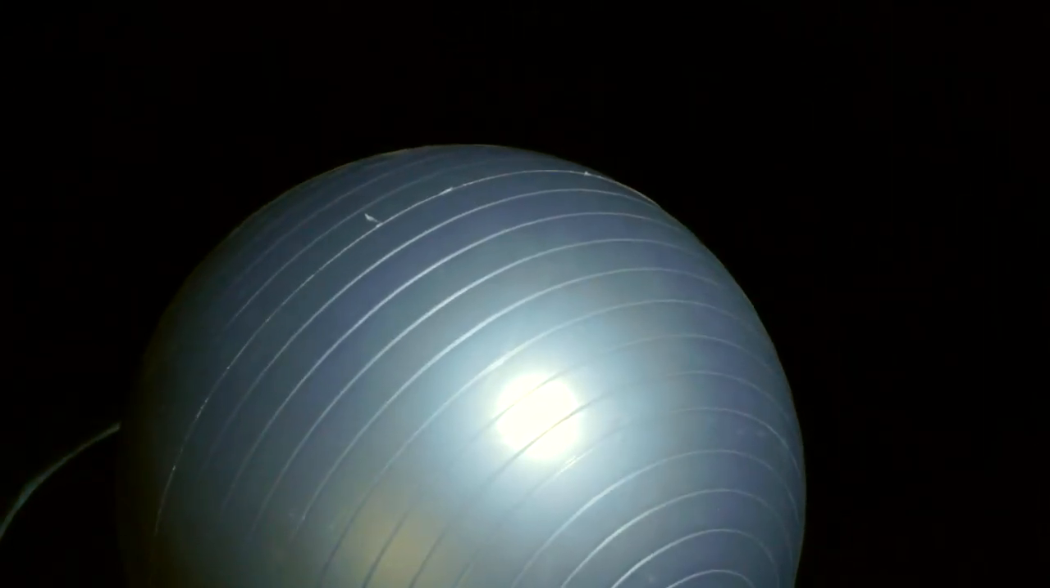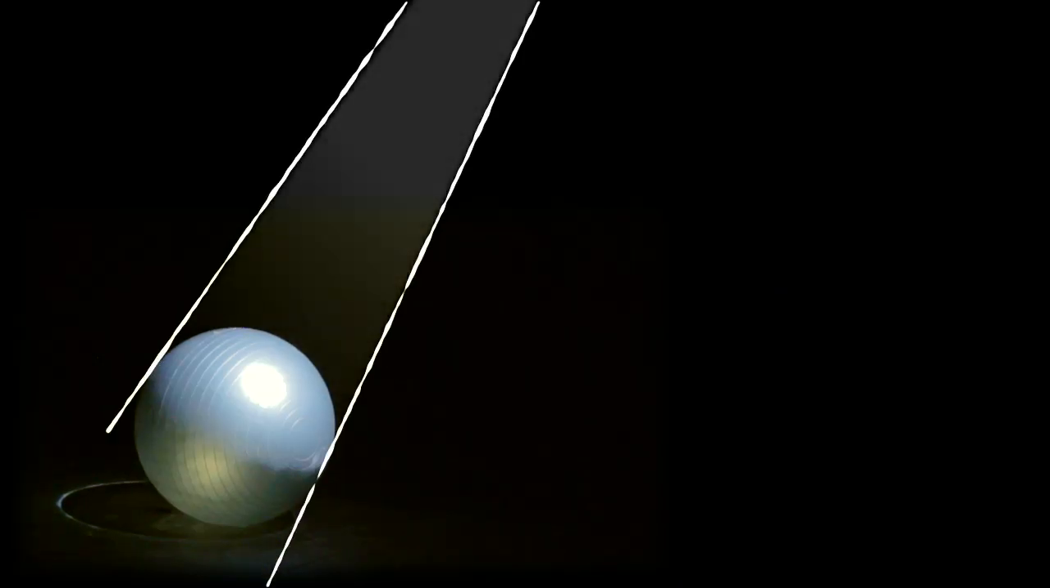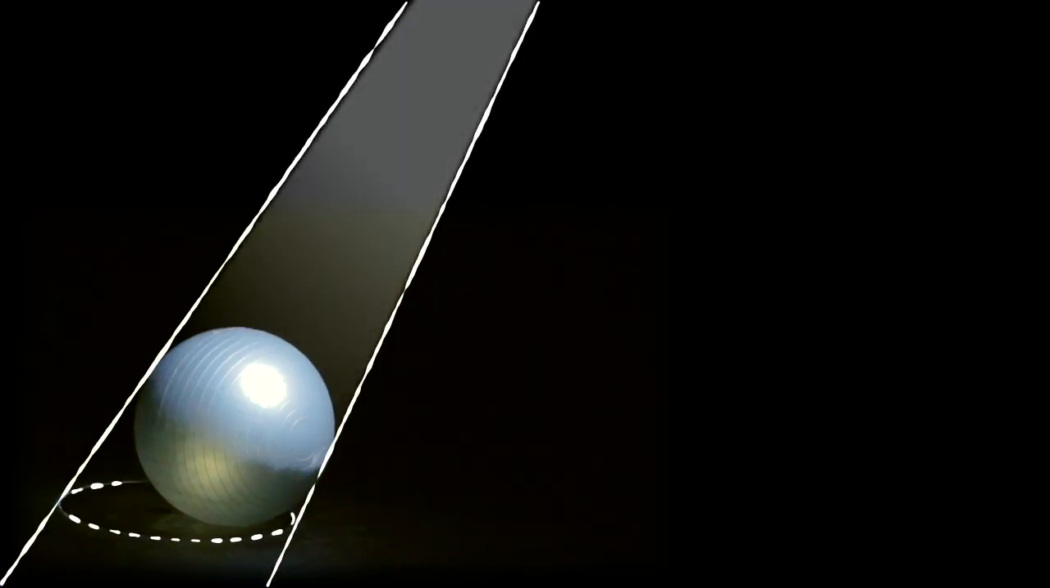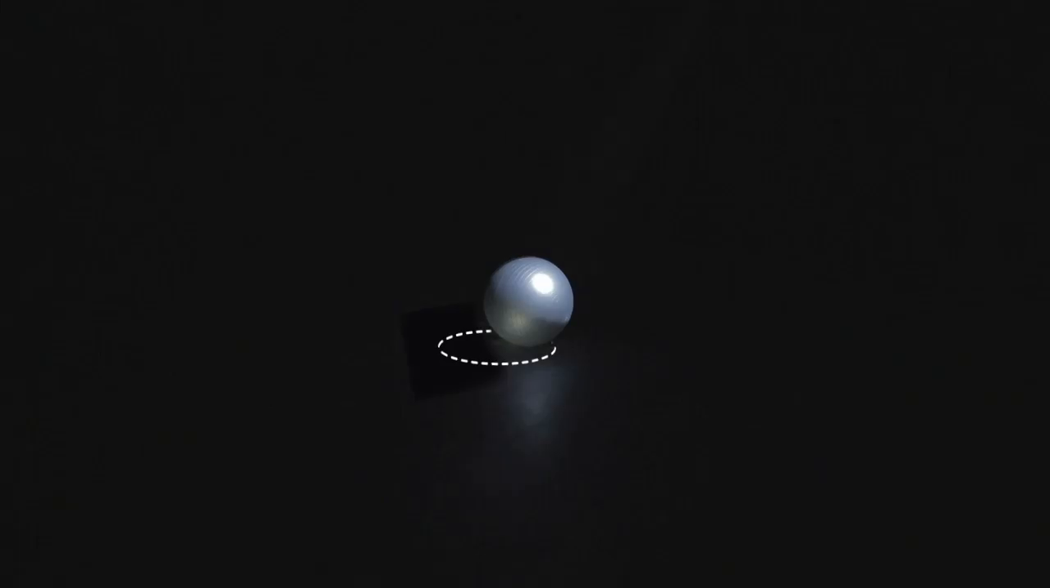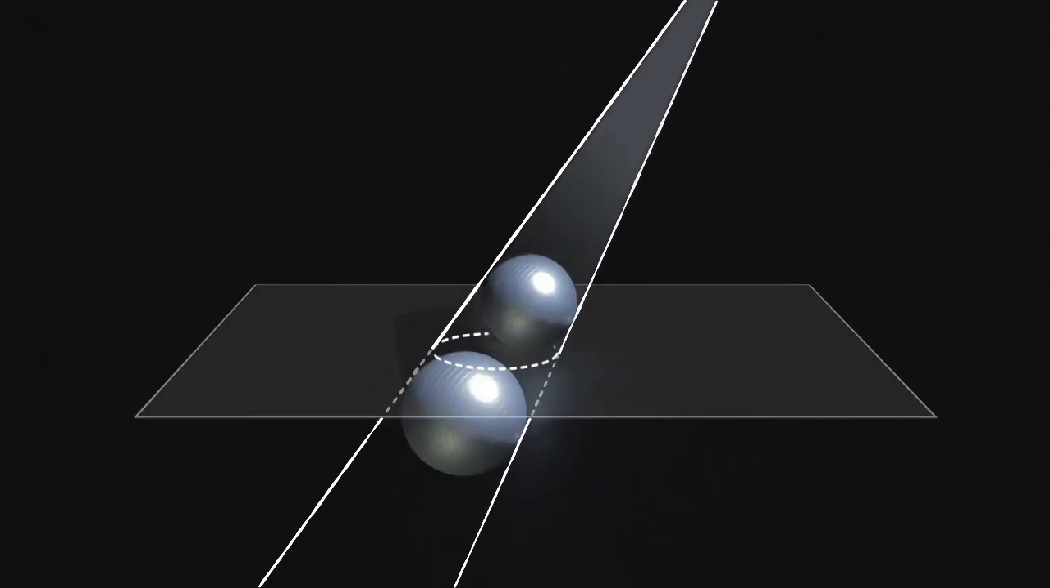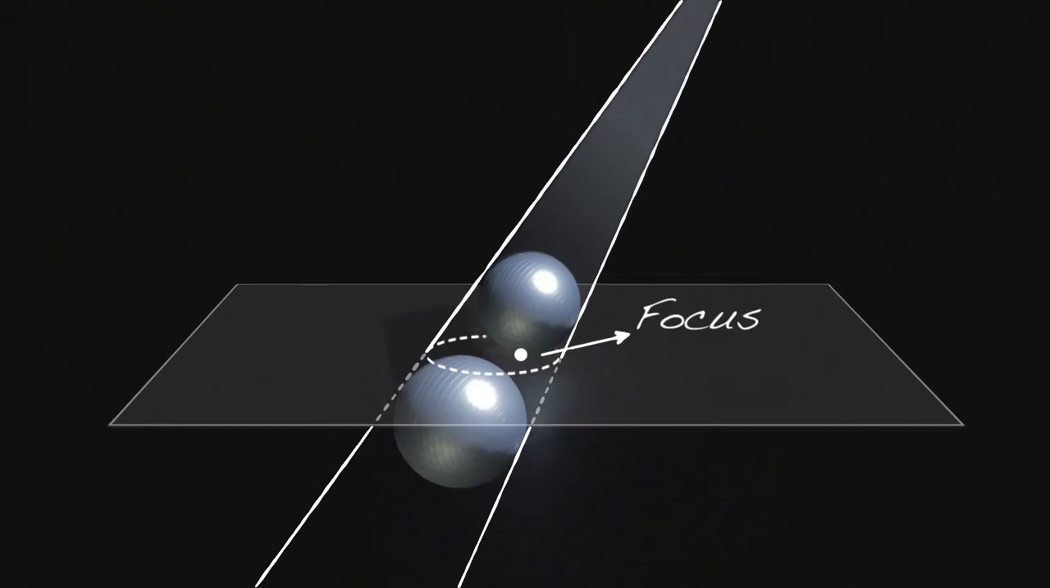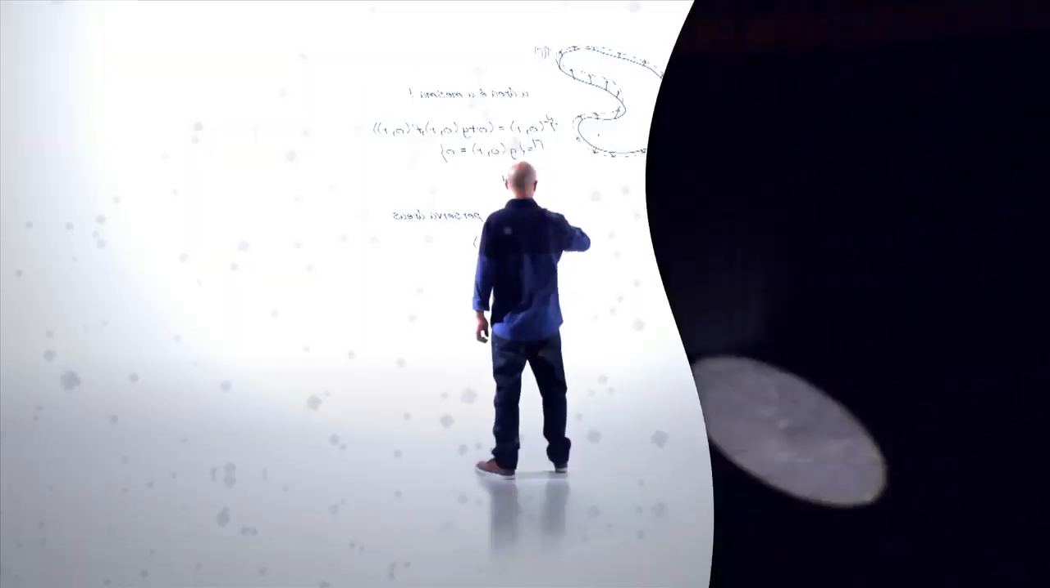Let's use this spotlight and place a Pilates ball within our light cone, so that its surface is tangent with the surface of the cone. The single point where this ball touches the stage is called the focus of the ellipse. And if we'd hang a larger ball beneath the stage, we would find a second focus of the ellipse.